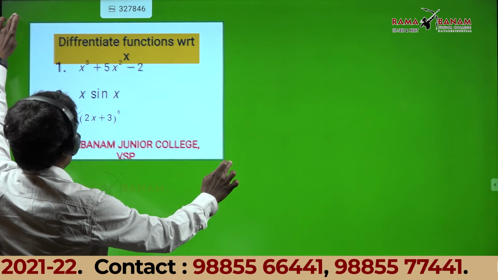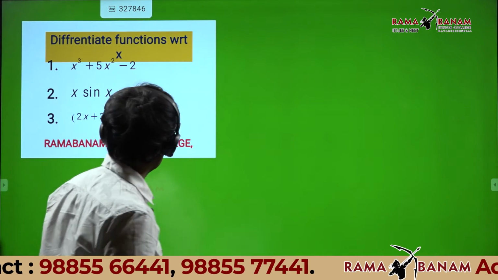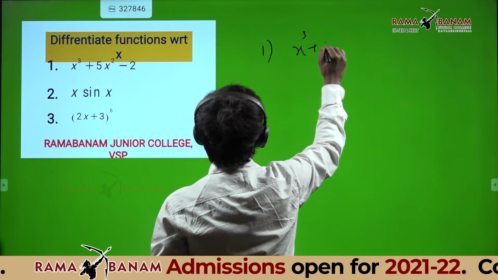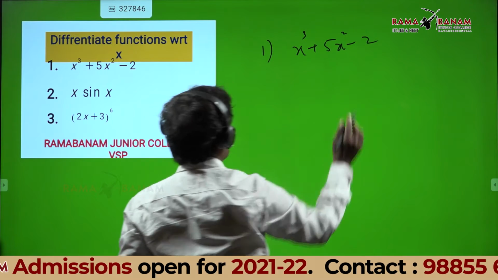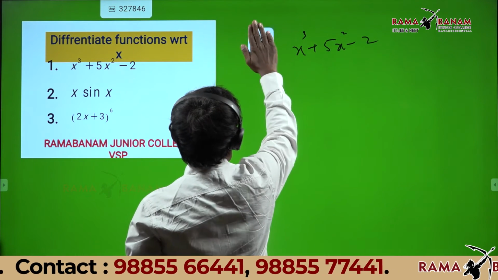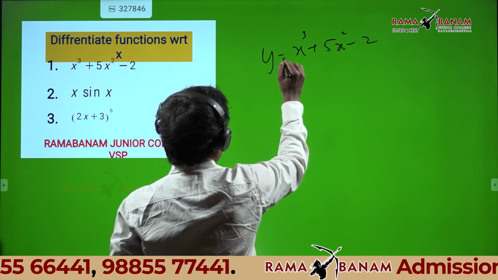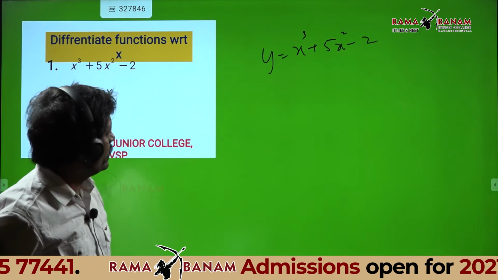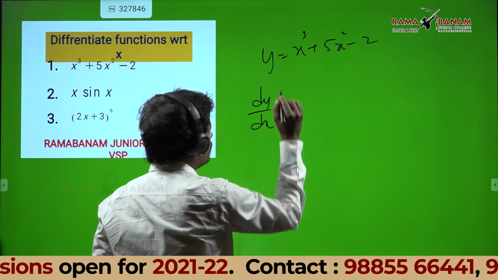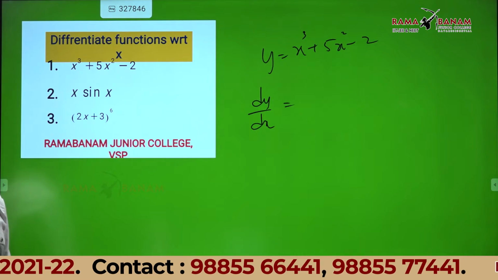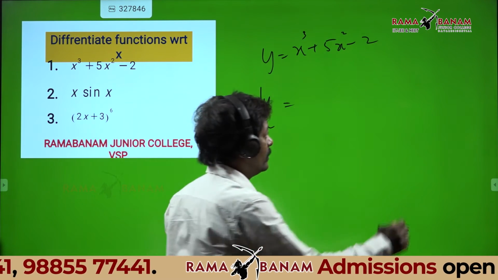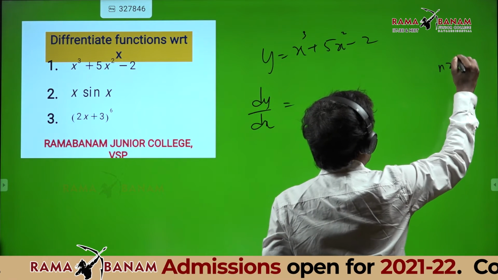What is the first one? Okay, sir. First one, x cube plus 5x square minus 2. That is the function. This is nothing but y. y equal to x cube plus 5x square minus 2. dy by dx, that means differentiating y with respect to x. Can anyone tell me it's the x power n formula? Nx power n minus 1, sir. Yeah, nx power n minus 1.